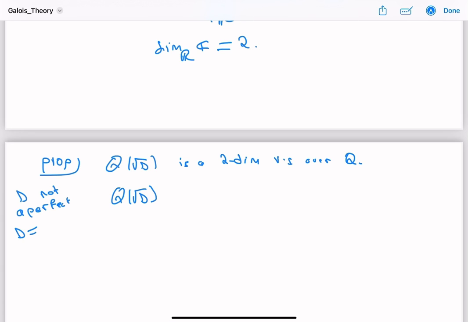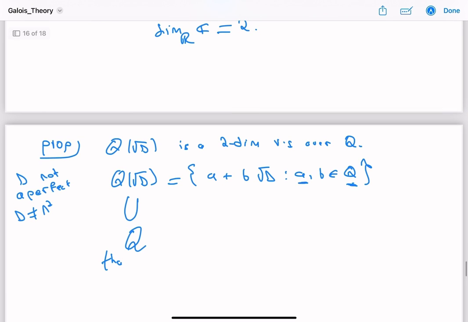namely d is not equal to n squared, in order not to get the trivial case as we discussed in the previous video. So this is the set of all numbers of the form a plus b times the square root of d, where a and b range over Q, right? If we take b equal to 0 and we run a over Q, we get all of Q, which means that this contains Q. And thus Q(√d) over Q is a field extension.